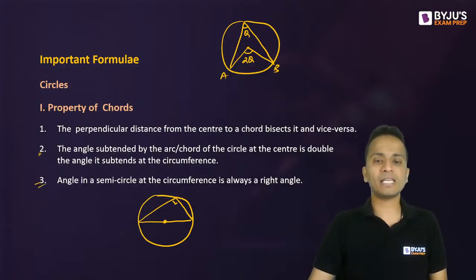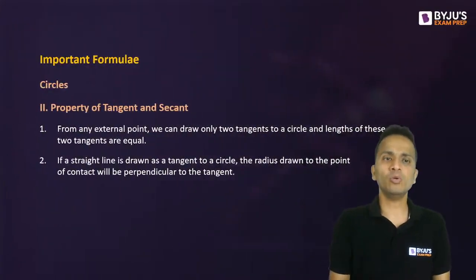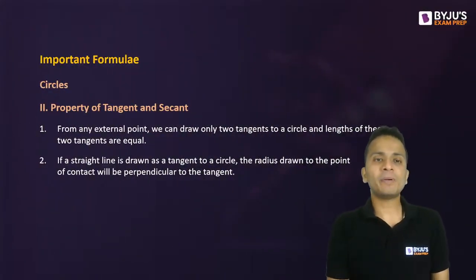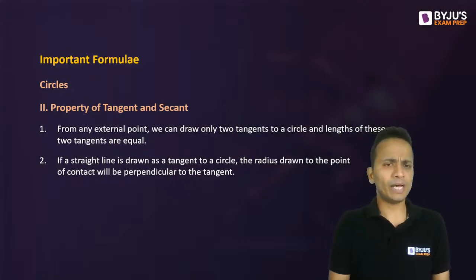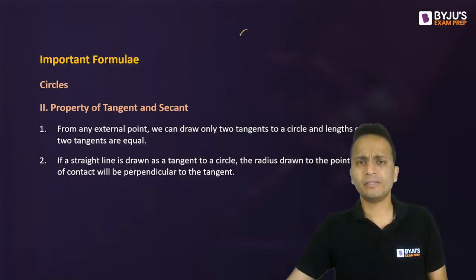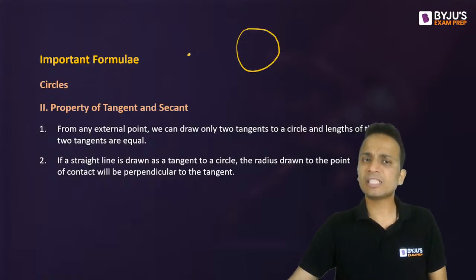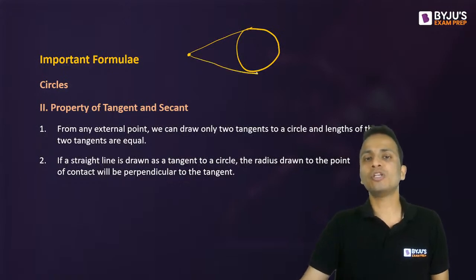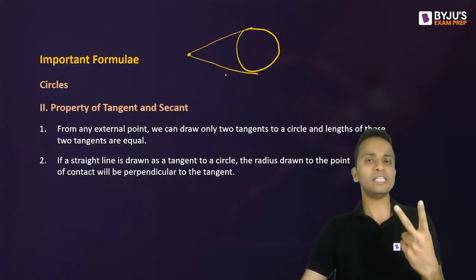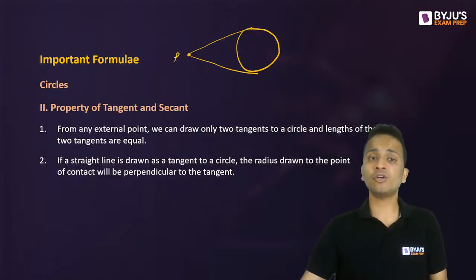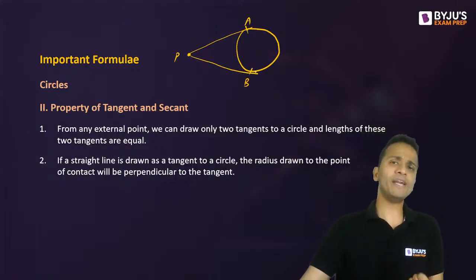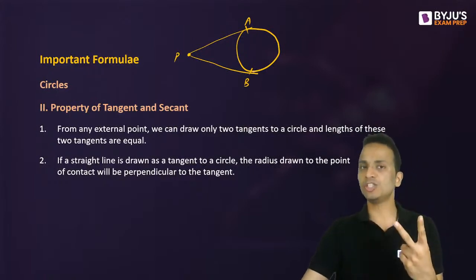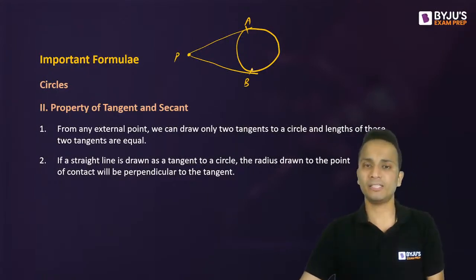Let's move ahead and look at some other general properties related to circles. Now the next property is related to tangents. Property number 1: from any external point, two tangents can be drawn to a circle, and the lengths of these two tangents will always be equal. So from a point outside the circle, you can draw two tangents to a circle which will be of equal lengths.